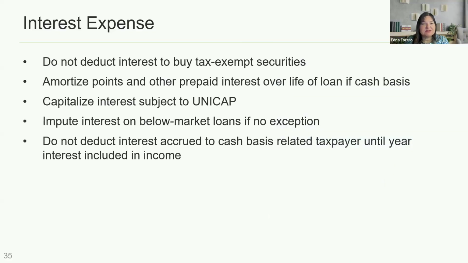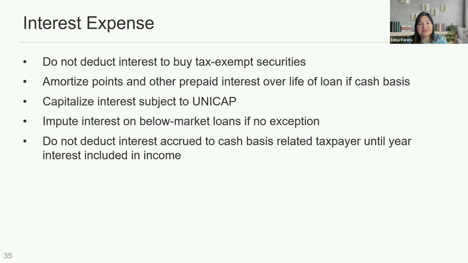That interest expense must also not be deducted to buy any tax-exempt securities, and you amortize points and other prepaid interest over the life of the loan if it's a cash basis method. You may have to capitalize the interest subject to UNICAP. And we may have to impute interest on below market loans if there's no exception. And again, remember not to deduct interest that's accrued to a cash basis related taxpayer until the year the interest is actually included in the income.